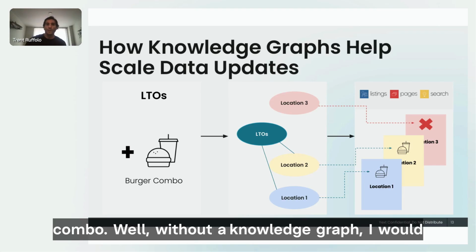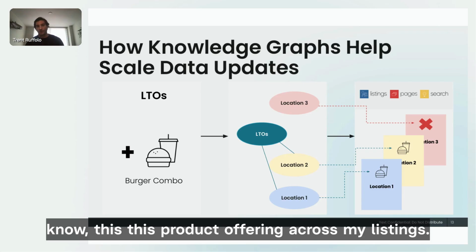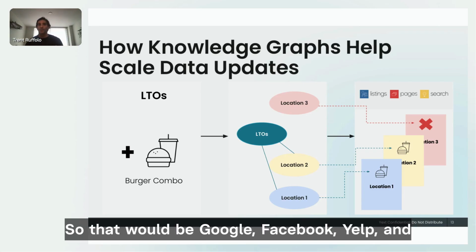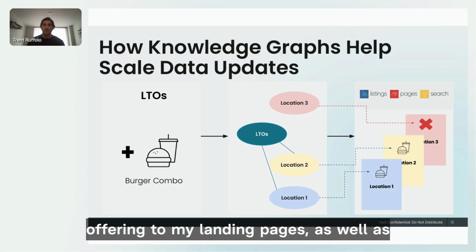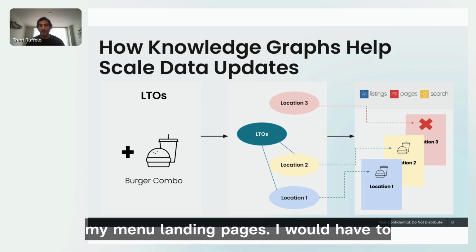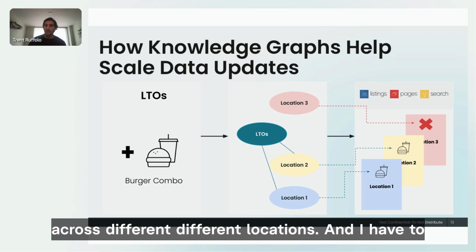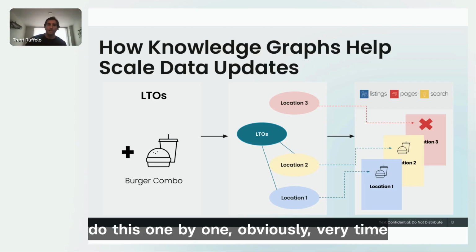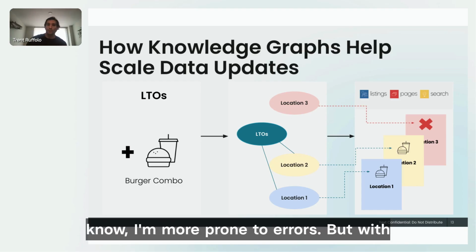combo. Well, without a knowledge graph, I would manually update this product offering across my listings. So that would be Google, Facebook, Yelp, and many others. I would have to add that offering to my landing pages, as well as my menu landing pages. I would have to update that information across my search experiences across different locations, and I'd have to do this one by one. Obviously, very time consuming, and because I'm doing it manually, I'm more prone to errors.